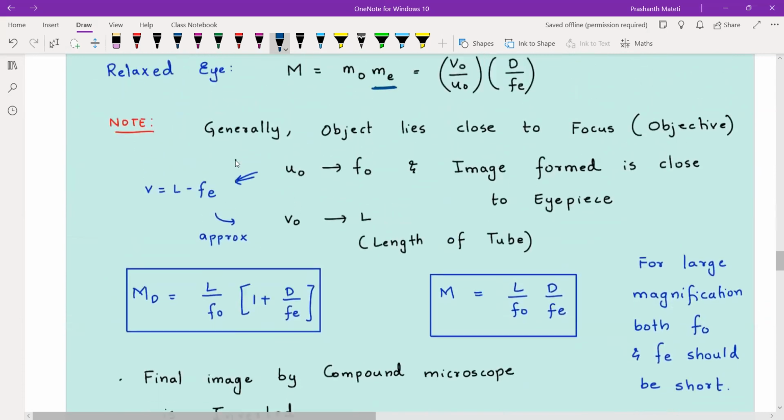One more special case here: generally we take the object very close to the focus of the objective. If we take the object very close, then U is nearly equal to FO. When U is very near the focus, the image will form very, very far. If the image is very far, then VO will be almost equal to the length L only. Normally we write VO by UO, but in that place we can write L by FO also. Sometimes if they use this formula, we can use it directly to find an approximate magnification.